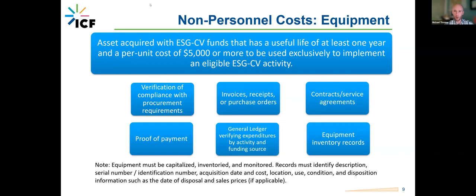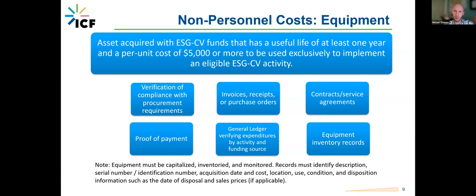it is possible for an organization to establish a capitalization level that is less than 5,000, in which case that would be your equipment threshold. Please don't do that. 5,000 is the federal requirement, and you cause a lot more documentation pain for yourself if you have a lower threshold. So I would suggest sticking with the federal level there.